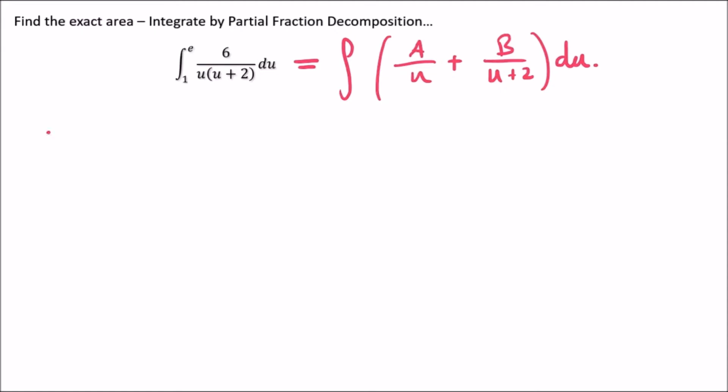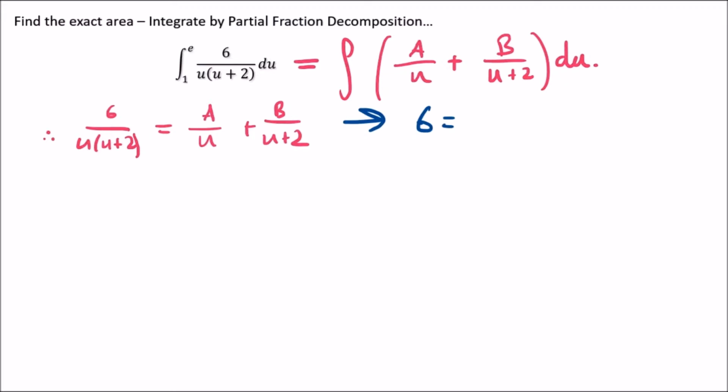So let's go ahead and do this. Let's solve this. So we're going to have a fraction of 6 over u times u plus 2, which is equal to A over u plus B over u plus 2. Now, if we were to multiply everything by u and u plus 2, this first term will cancel the u, and then we're going to have u plus 2 attached to the A. So we're going to have 6 equal A times u plus 2. As for B, if you multiply everything by u and u plus 2, the u plus 2's cancel and you're left with just a u, so it'll be B u.